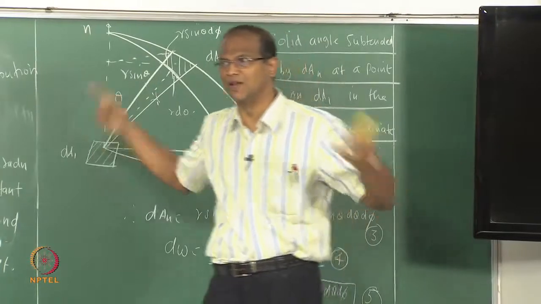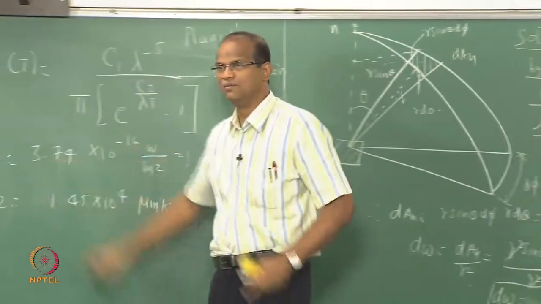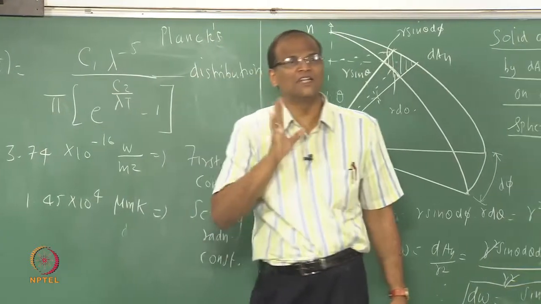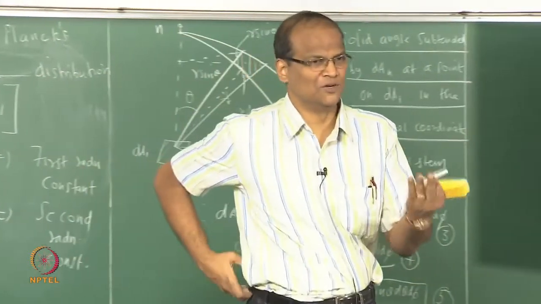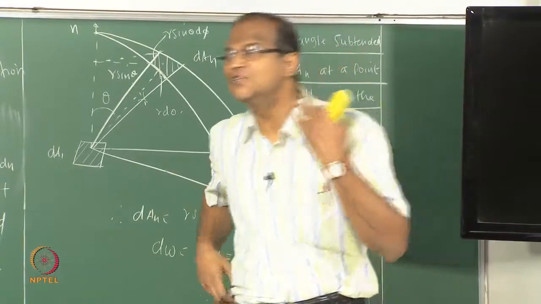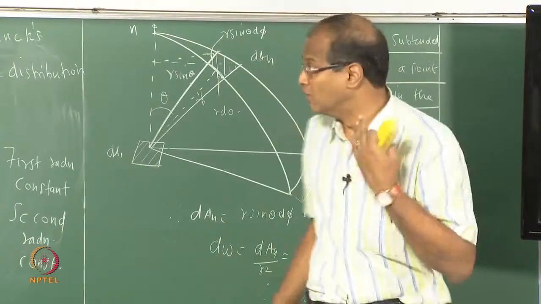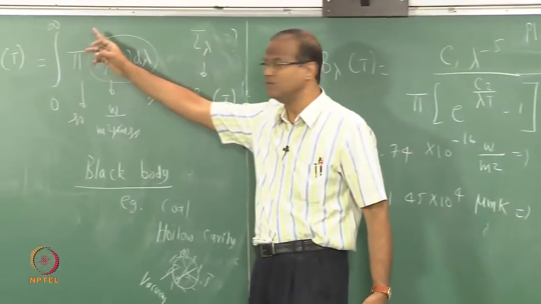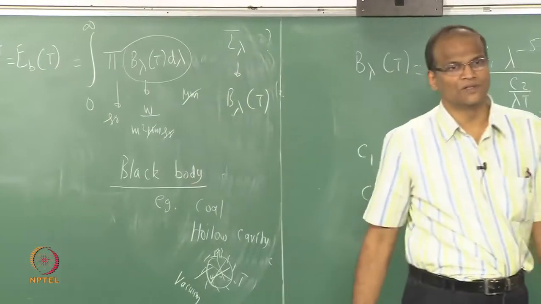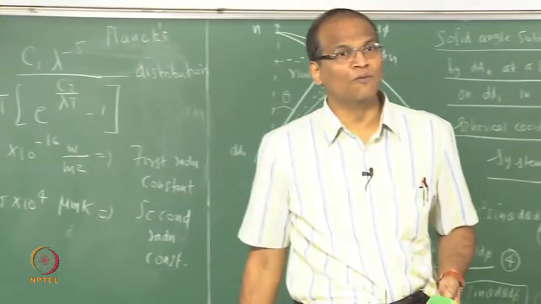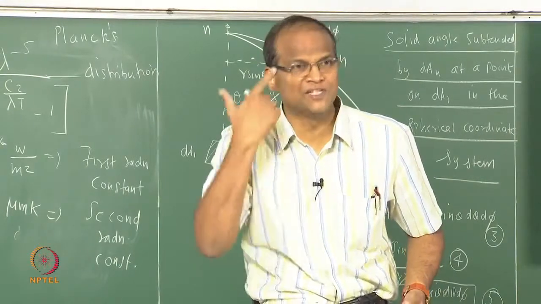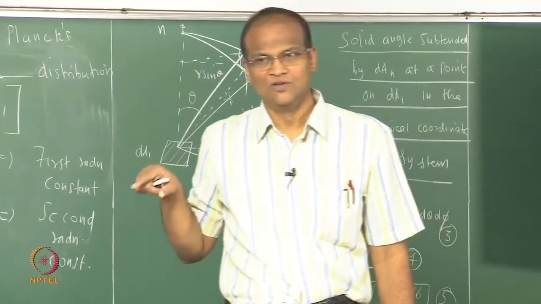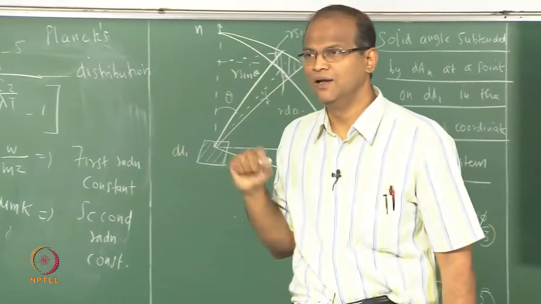So, when lambda tends to 0 and lambda tends to infinity, B lambda must tend to 0 regardless of the temperature. When T tends to 0, B lambda must tend to 0. That is intuitive. And when T tends to infinity, B lambda tends to infinity. And finally, if it is integrated over pi and d lambda from 0 to infinity, it must result in the Stefan-Boltzmann law. So it is an inverse problem. What is that B lambda which will satisfy all this and which will agree with the experiments? The answer to this was finally given by Max Planck.